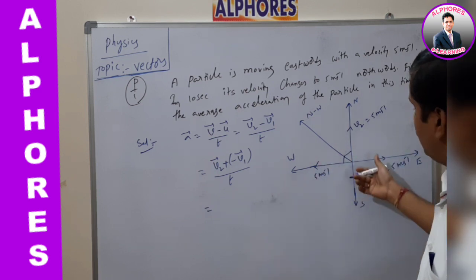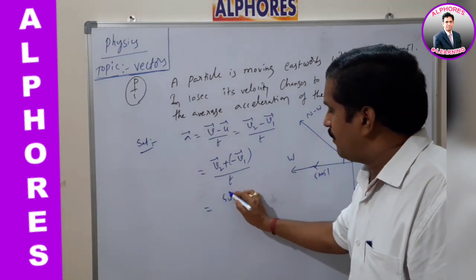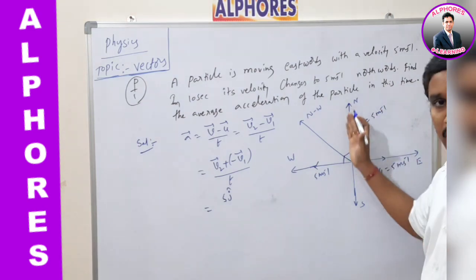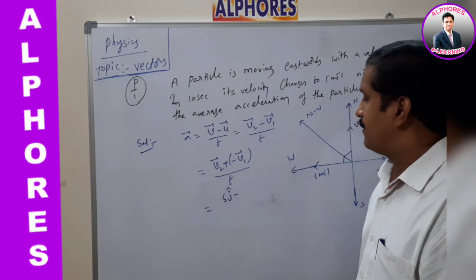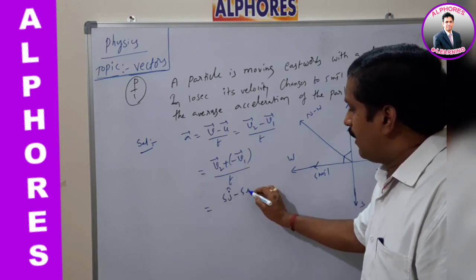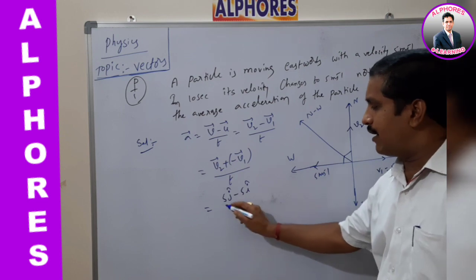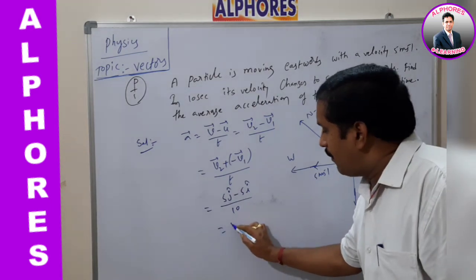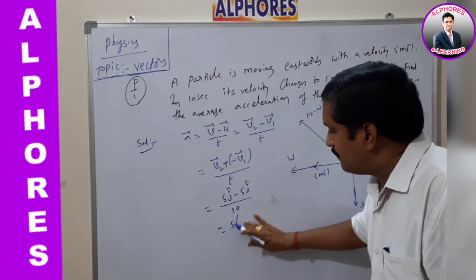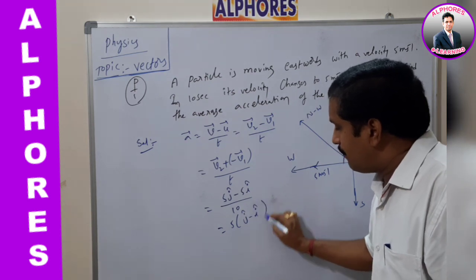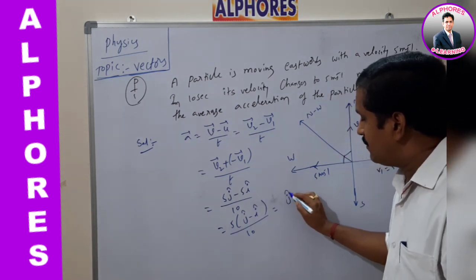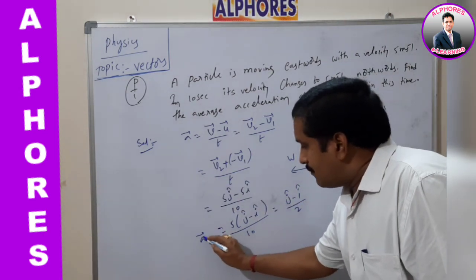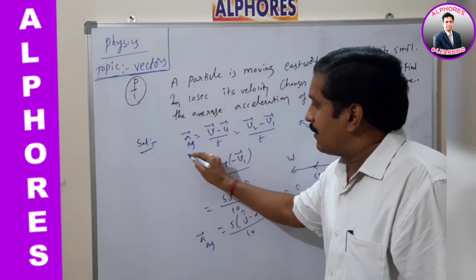Now listen carefully. Here I have to find the values. v2 is how much? 5 j cap. Here magnitude 5 in the direction of north means positive y axis. So I am taking 5 j cap minus v1, which is 5 i cap, that means minus 5 i cap along west, by t, which is 10 only. Taking common 5 in the numerator, j cap minus i cap by 10. That means it becomes j cap minus i cap by 2. This is the average acceleration vector.